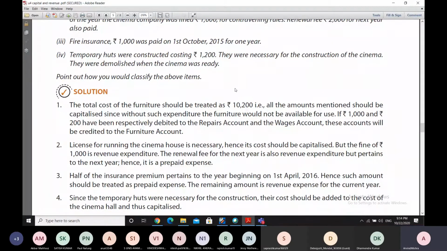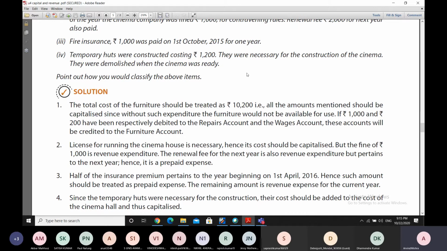Now number 3, or rather number 4, temporary huts were constructed costing rupees 1200. Now these huts were necessary for the construction of the cinema, and as we have discussed earlier, this is a capital expenditure.